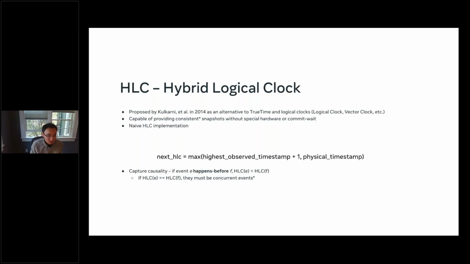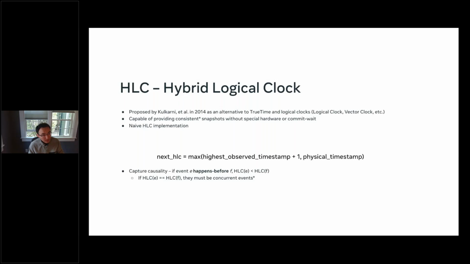And then, assuming you capture the causalities, the HLC will reflect it because the one on the receiving end is always going to be higher. The event happened, then the HLC will also move forward. So by doing so, if event E happens before event F, and that happens-before relationship is captured, then event E's HLC will be less than F's HLC by definition, because that's how it's defined.